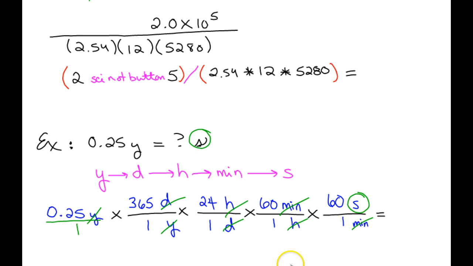trying to get to. Now, since we have nothing but ones across the bottom, all you have to do is multiply the numbers across the top, and your final answer should be 7,884,000 seconds exactly in your calculator.